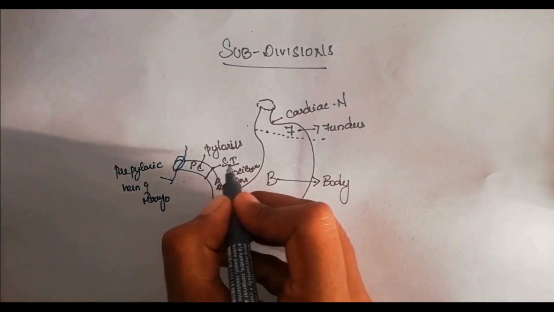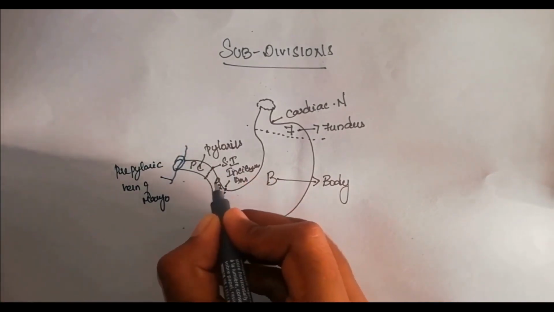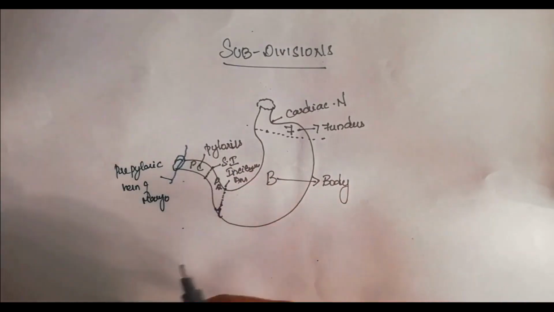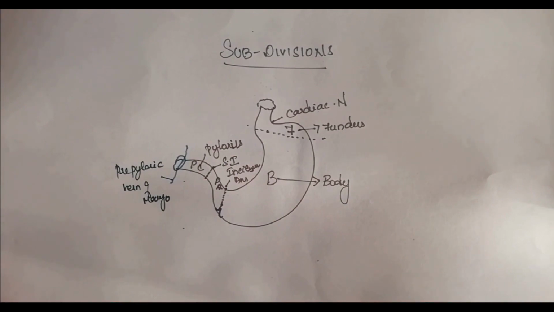And then this pylorus part is again divided into antrum and canal by means of sulcus intermedius. This whole pylorus is divided from the body by another imaginary line drawn between the incisura angularis and a notch in the greater curvature. We have this imaginary line dividing the body from the pylorus. So these are the subdivisions of the stomach we have.